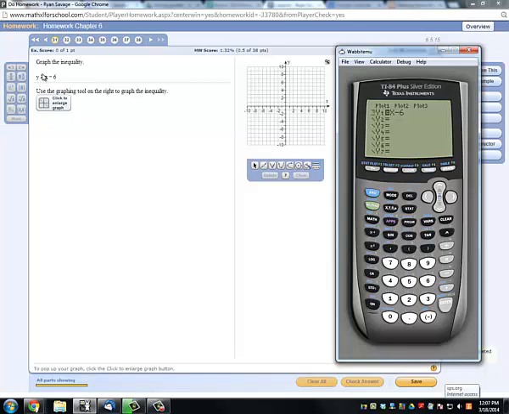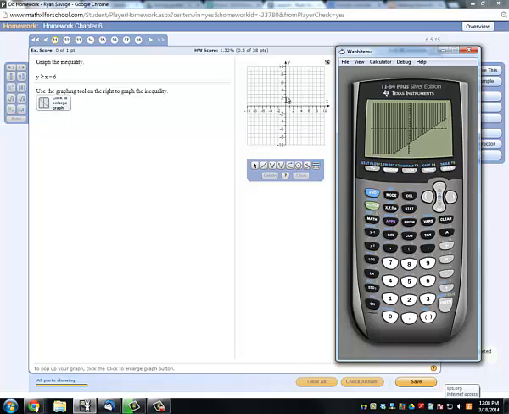So we have y is greater than or equal to x minus 6. And now this, in my view window in my calculator, also reads y is greater than or equal to x minus 6. If we go to the graph, you'll notice that it graphs the same line. However, it shows our shading for us.